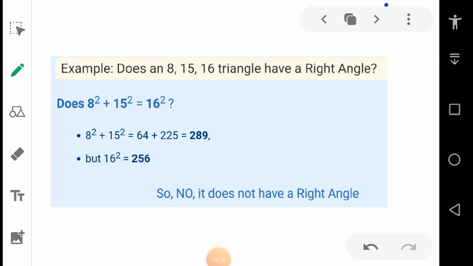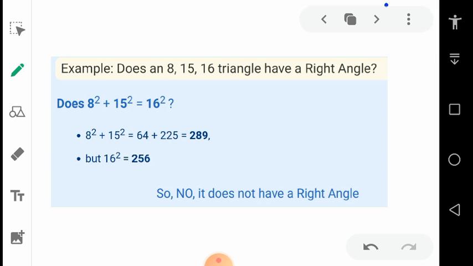Next is, does an 8, 15 and 16 triangle have a right angle? Now it is a different kind of example: if a triangle has sides of length 8, 15 and 16, is it possible that this triangle is a right angle triangle? So we will check it out. As you can see, the longest side is 16. Okay, so we will put this value on the right hand side, and it will be alone.